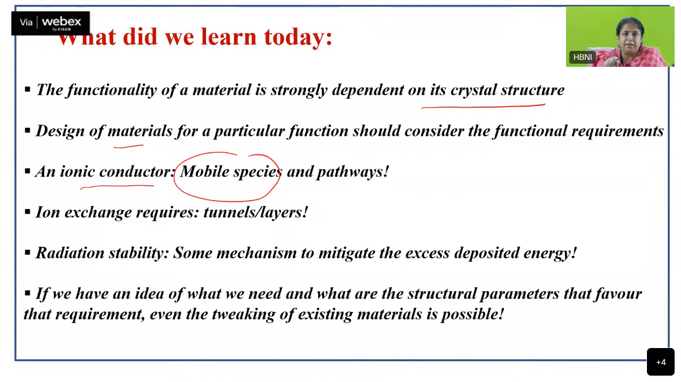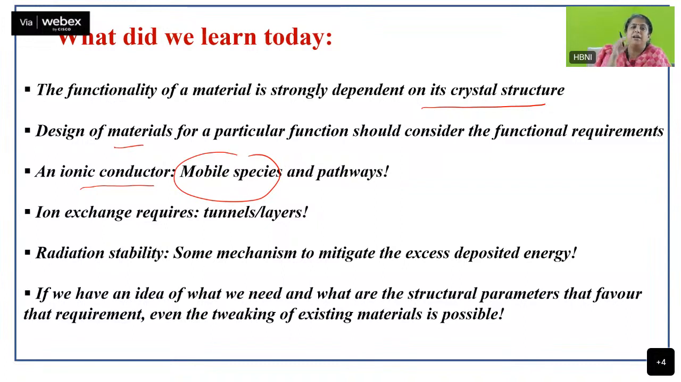Okay. Ionic conductor I'm talking about. And just having the mobile species is not sufficient. You have to give the ions also the pathways to move. So the structure should be such that it should have proper pathways. Also, suppose it is a cationic conductor, let's say a lithium ion conductor.